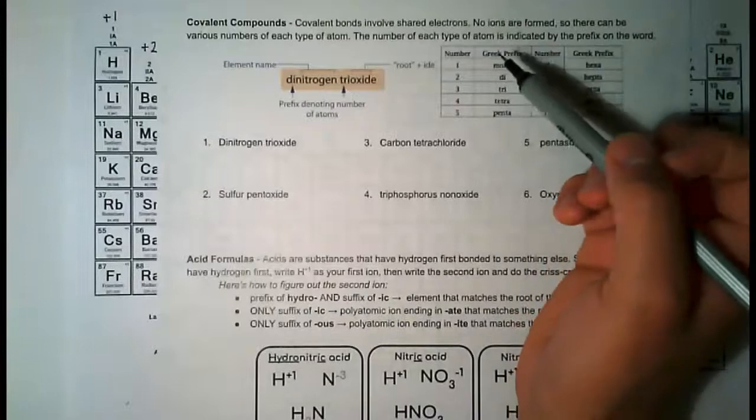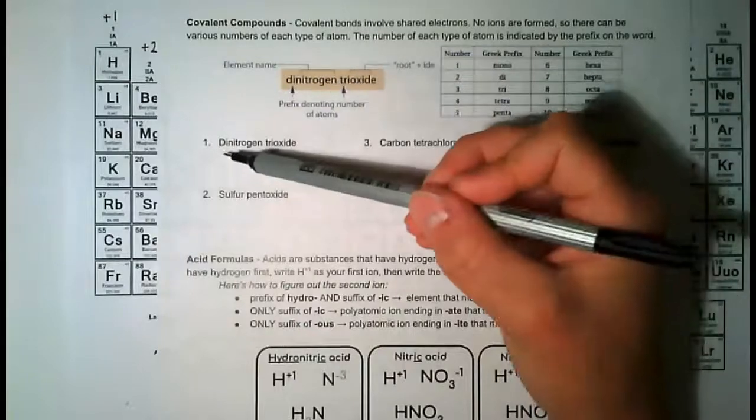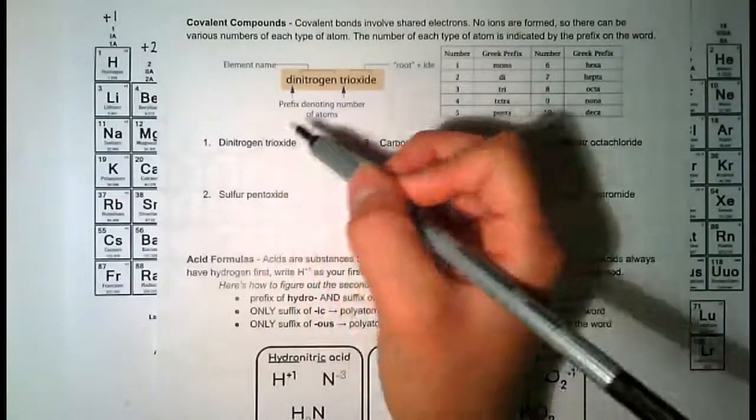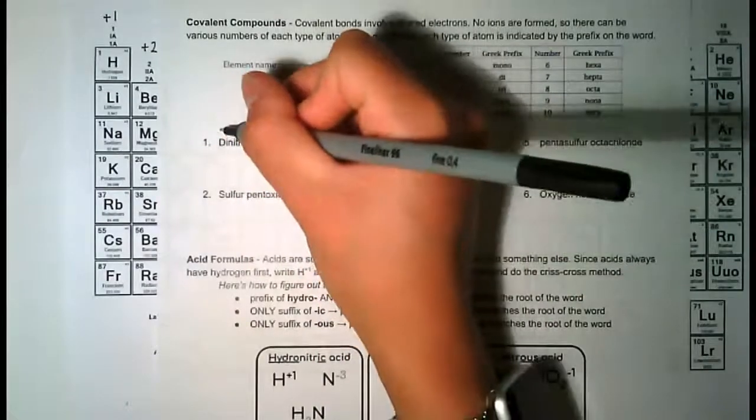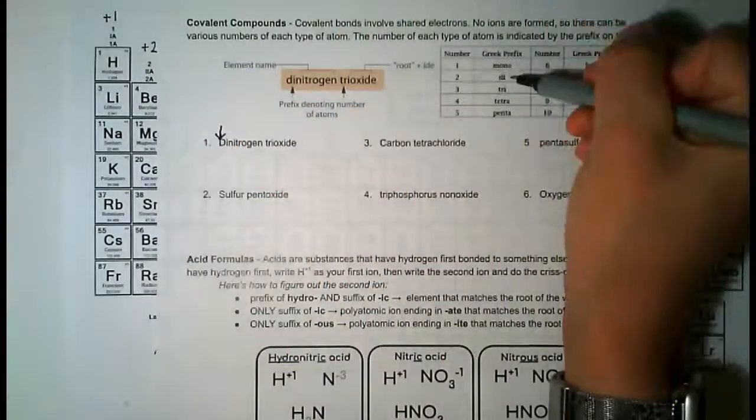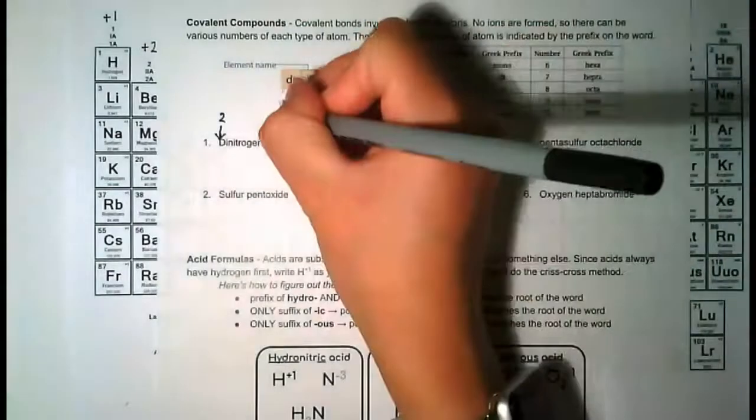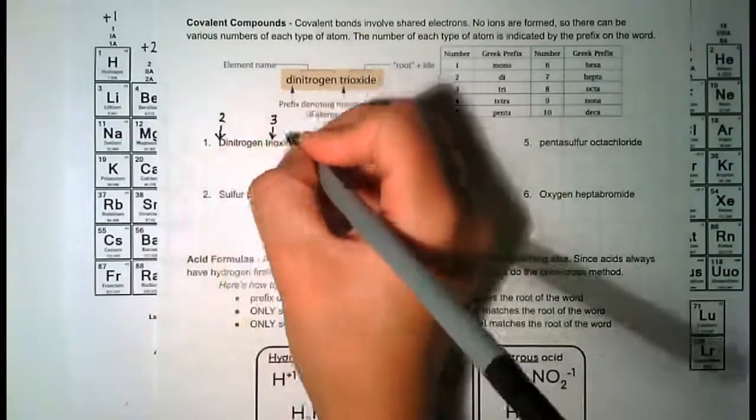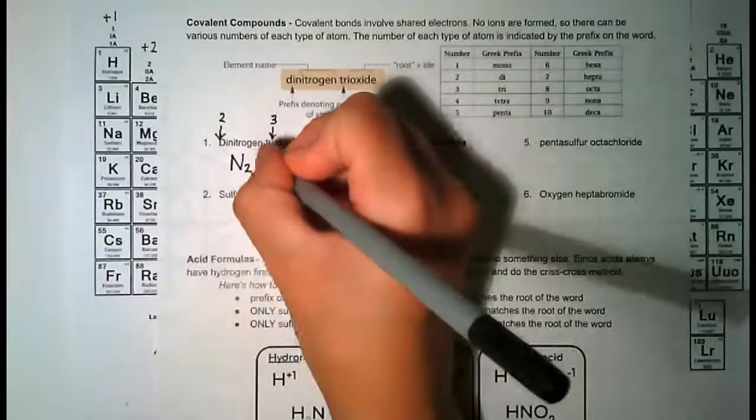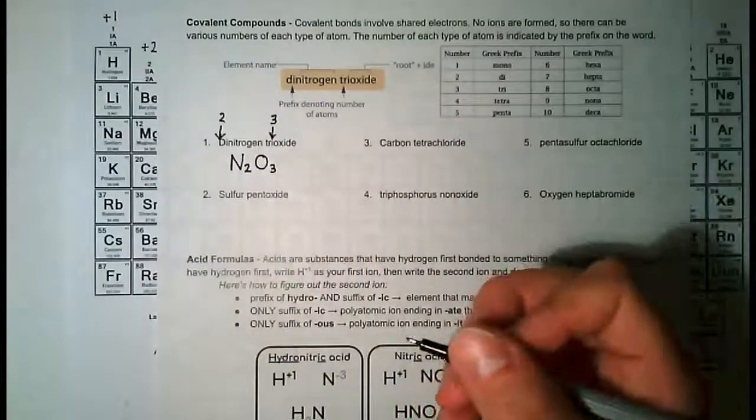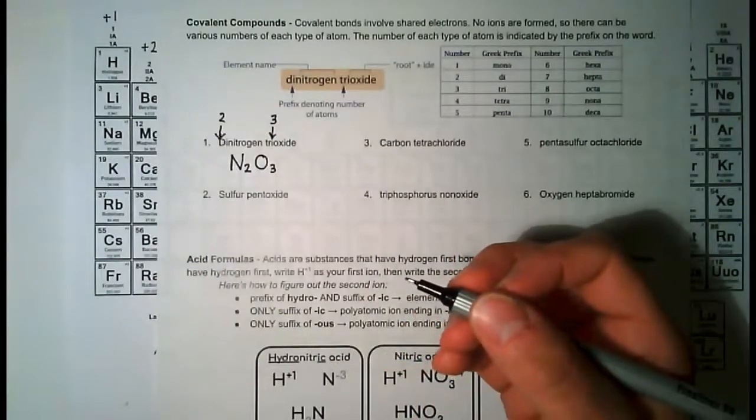So we're going to look at writing formulas for covalent compounds first. Remember, covalent compounds have the number written in the name. With these prefixes, we show how many of each nonmetal we have. Di is the prefix meaning 2, and tri is the prefix meaning 3. So this means we have 2 nitrogens and 3 oxygens. So I'm going to write N2O3.